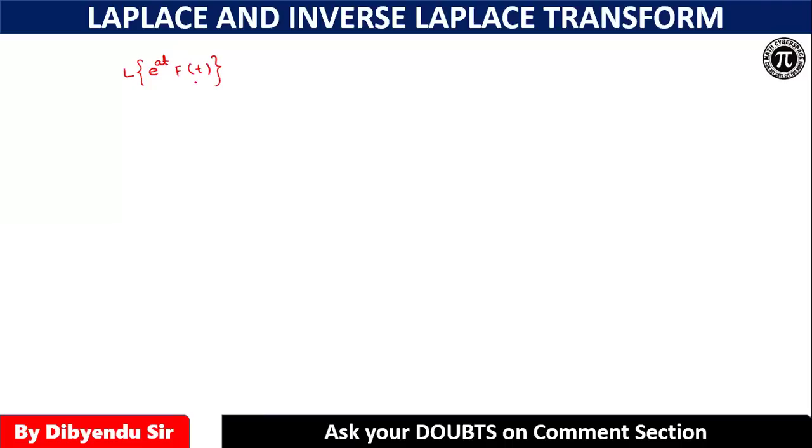So when you can see that the given function f of t is multiplied by an exponential, in that case you can use the first shifting property. So Laplace of e to the power at f of t will be equal to just simple f of s minus a. That means you have to replace s by s minus a. And what is f of s? F of s is nothing but Laplace of f of t.